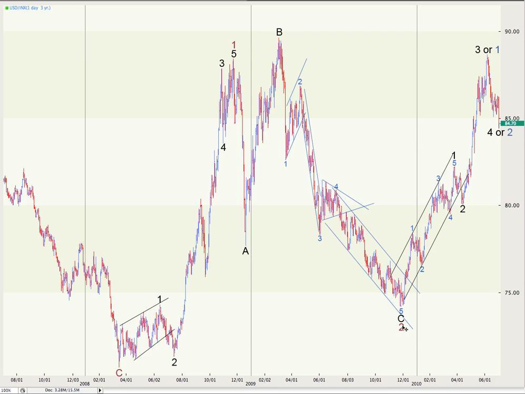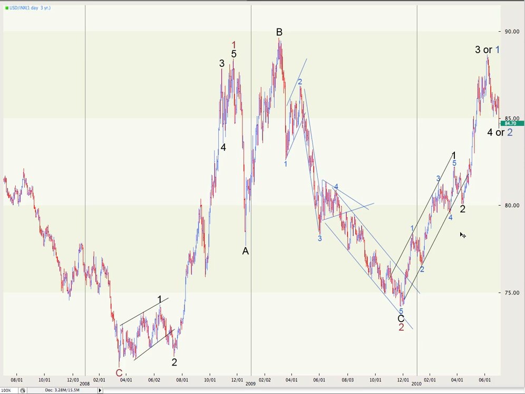A target to the upside for primary 3 to end: it will reach equality with wave 1 when the dollar reaches up to 91.91. However, it seems more likely that it will be longer than 1, and 1.618 is a good Fibonacci relationship between 3 and 1, reasonably common. So that would see the dollar rise up to 102.87.